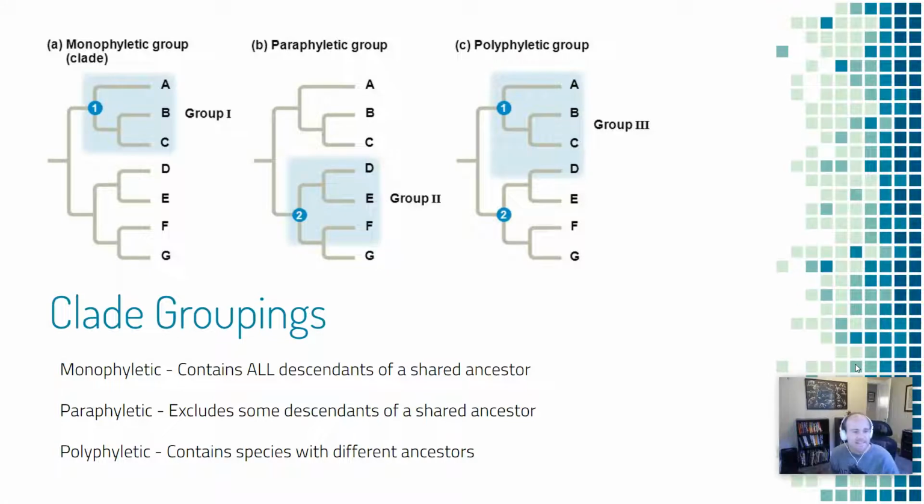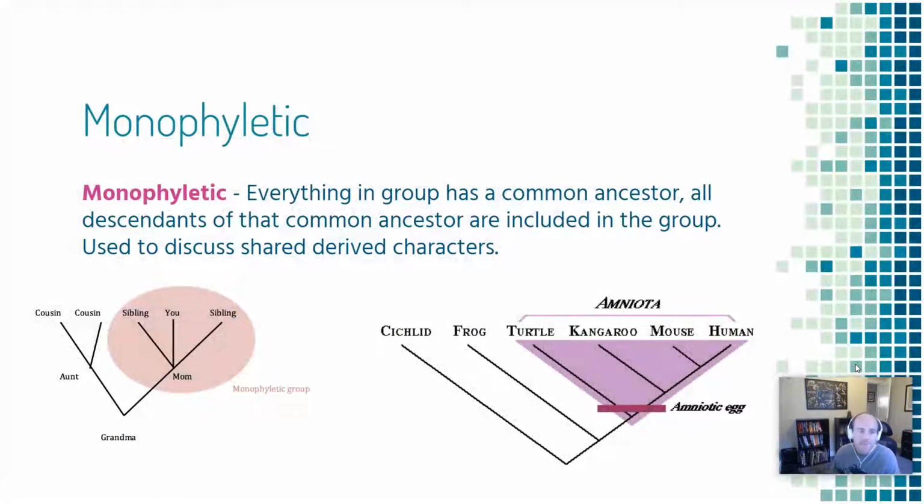When we're looking at these clades, there's different ways to group them. And so we're going to be talking about 3 groupings: monophyletic, paraphyletic, and polyphyletic. And we'll break it down. Monophyletic means everything in the group has a common ancestor. All descendants of that common ancestor are included in the group. So this is really used to discuss those shared derived characters that we talked about.